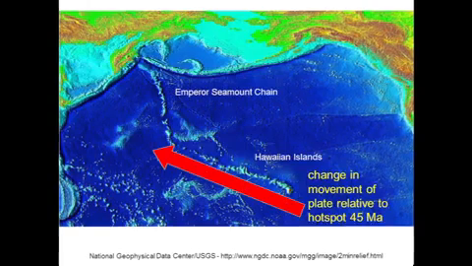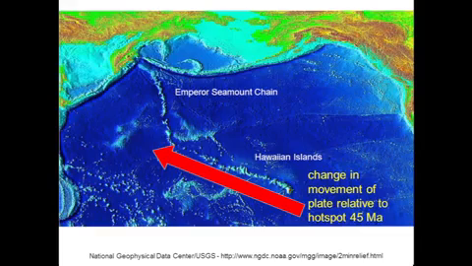Around 45 million years ago, we see a change in the orientation of the seamounts to what are now called the Hawaiian seamounts. And this seems to have happened around 45 million years ago. And what is believed to have happened during this time was that the plate motion changed relative to the hotspot. And you can see the most recent expression of this hotspot, this diapir of rising mantle, happening at Hawaii.